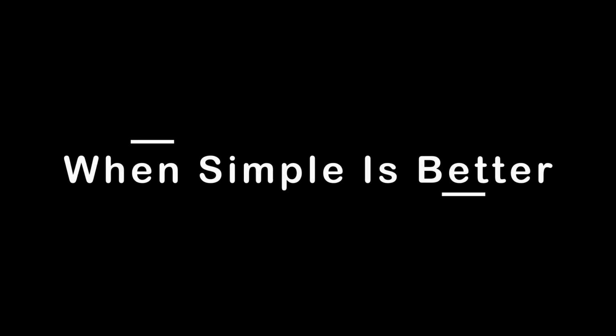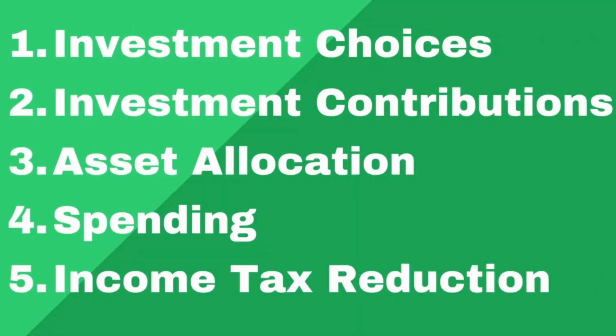I have a list of some of the best examples that I can share with you pretty quickly here of where simple is most likely better for you than optimal would be when you're trying to achieve financial independence. And that includes the investment choices that you make, the investment contributions that you make, your asset allocation, your spending, and how you reduce your income taxes. So for all of those, I have some examples on how the simple path is probably better for you than the optimal path.